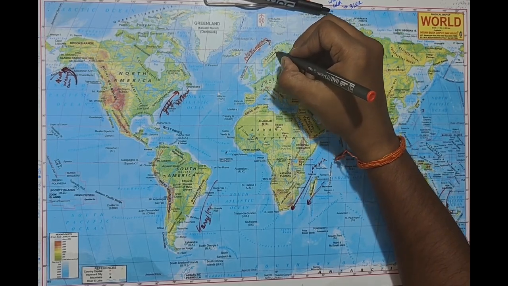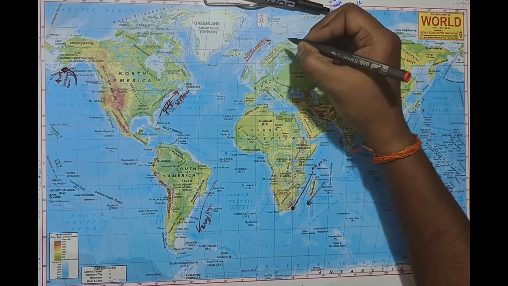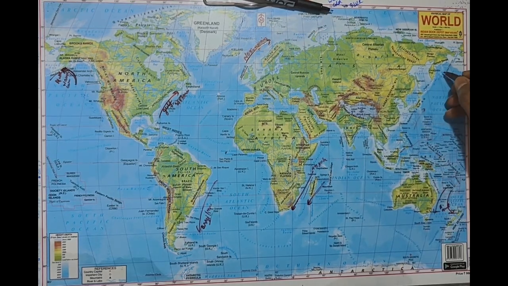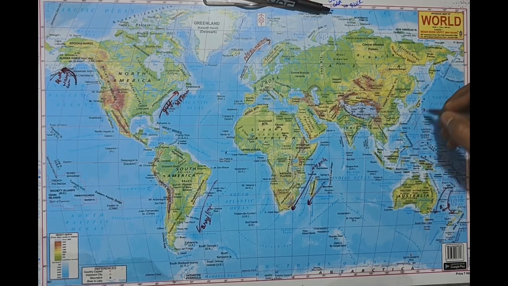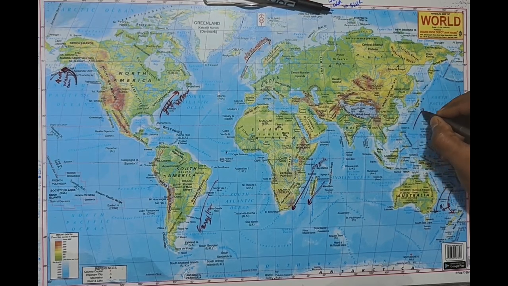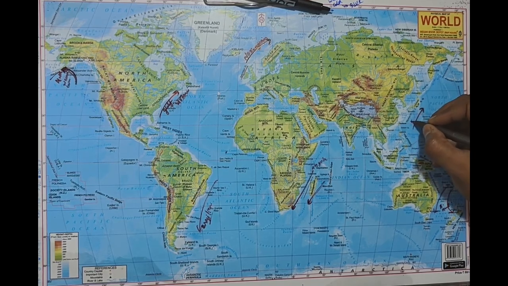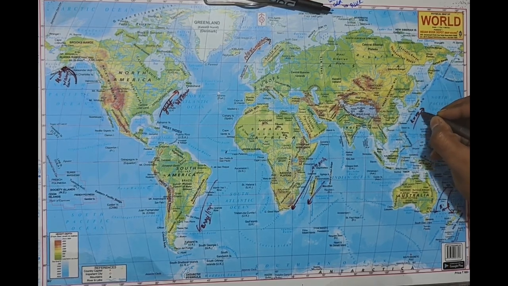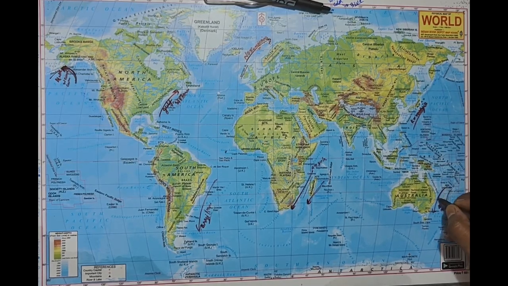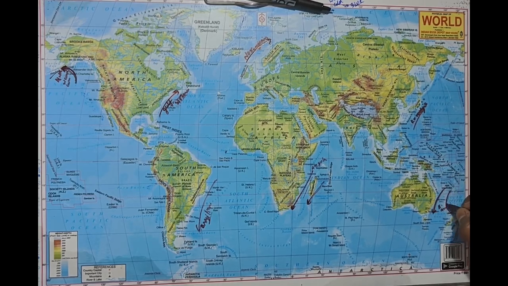You must have heard about Oyashio and Kuroshio. Oyashio is the cold ocean current and Kuroshio is the warm ocean current. Kuroshio is over here. The next is the East Australian current, which is also a warm ocean current.